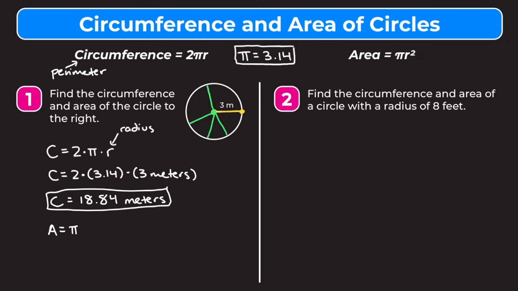So the area is pi times r squared. And again, our radius is 3 meters. So we're going to put in 3.14 for pi, and then we're going to put in 3 meters for our radius.